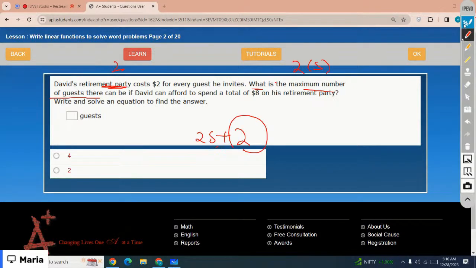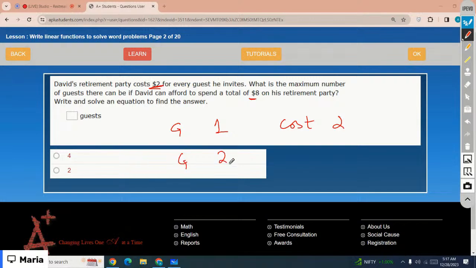So $2 for each guest, right? If you have one guest, the cost is $2, right? What is the maximum number of guests there can be if David can afford to spend a total of $8, right? For example, you have two guests.